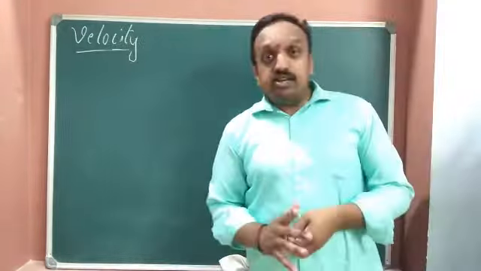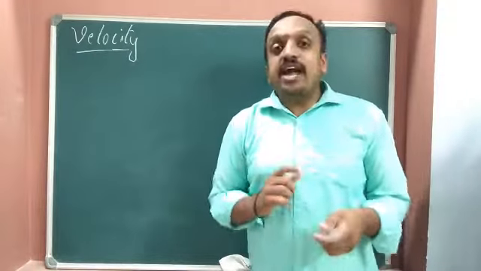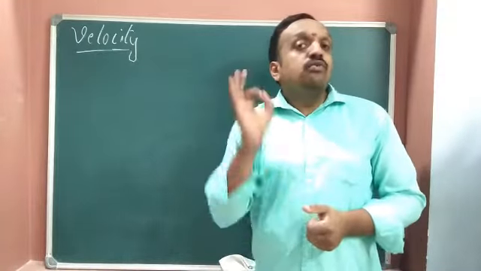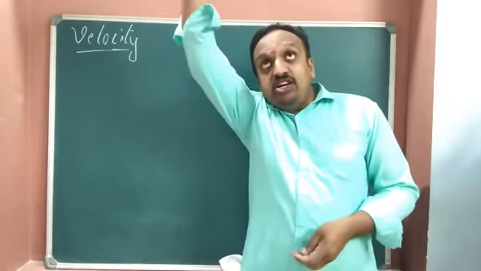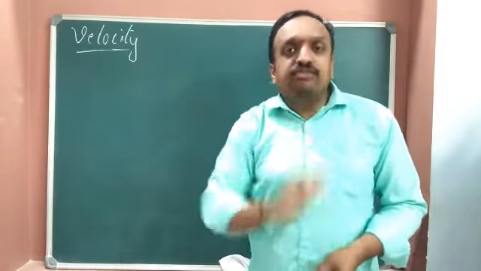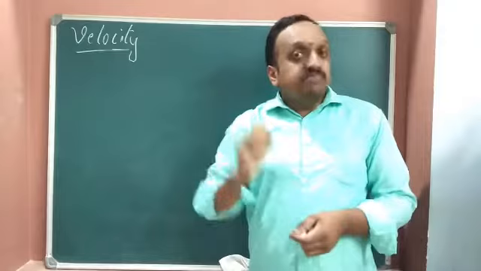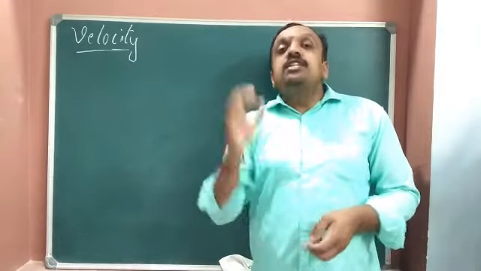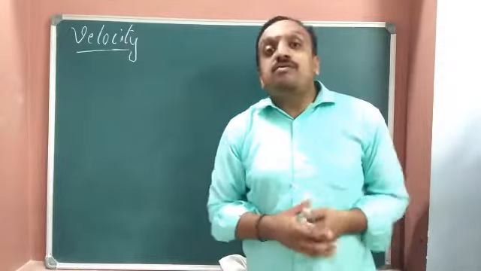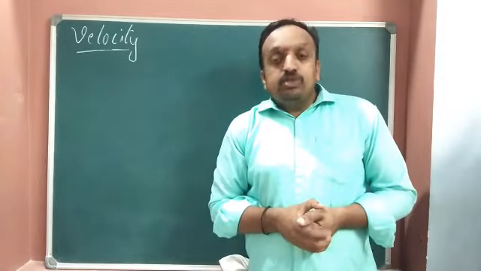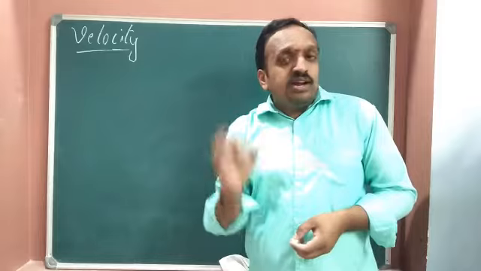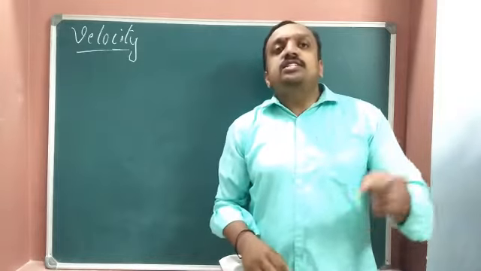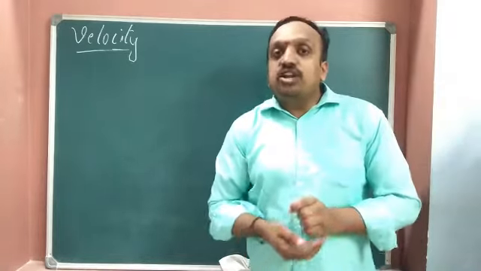Just like speed, in velocity also we have uniform velocity. For example, a raindrop reaching the earth's surface. If you observe a raindrop which is reaching the earth's surface, the motion is said to be a uniform velocity. For non-uniform velocity, one of the best examples is an object moving in a circular path.